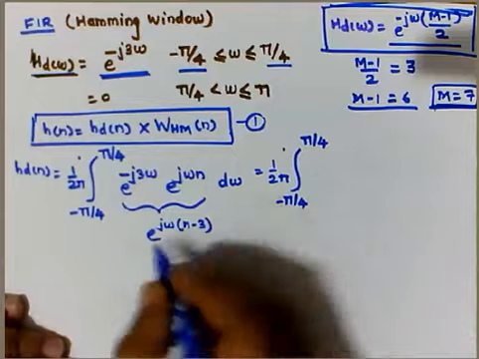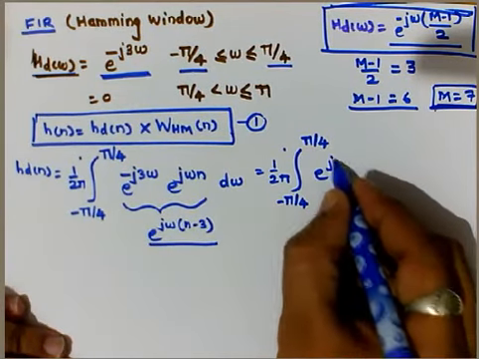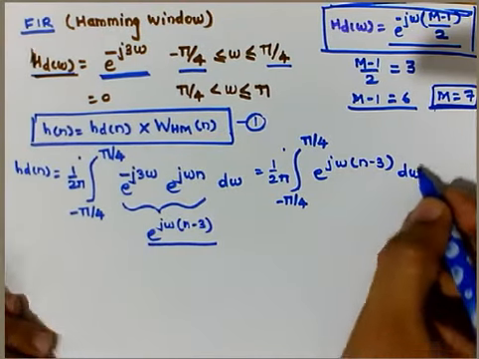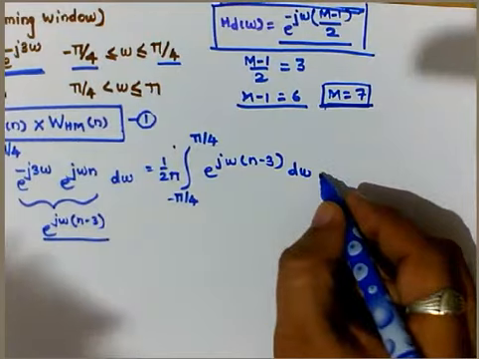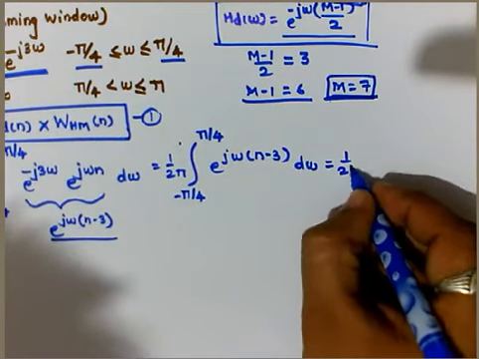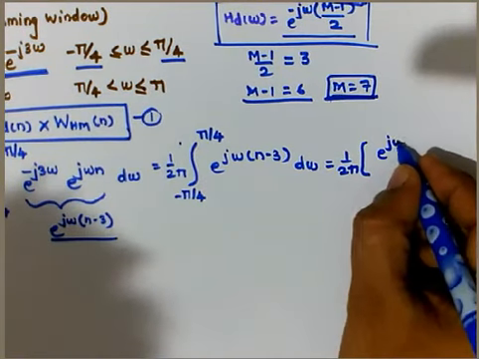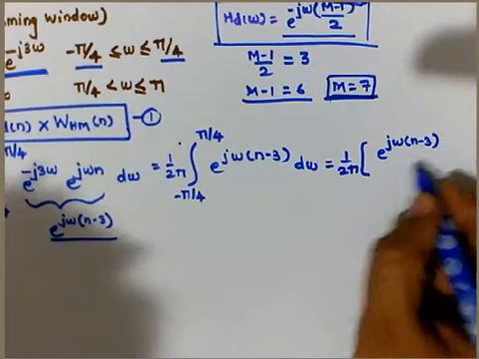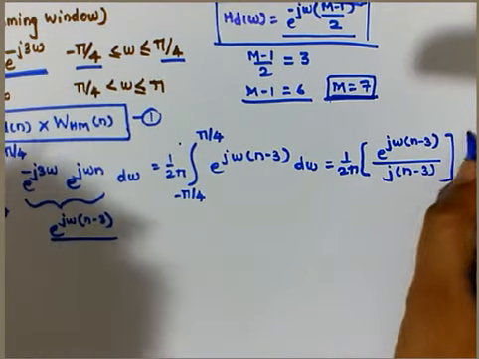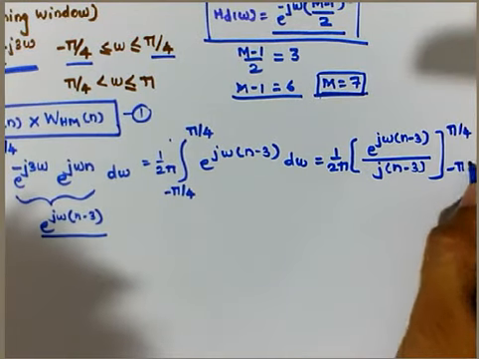If you simplify you will get the same kind of term, so it is e raised to j omega n minus 3 d omega. So let's find out the integral for it. It will look like 1 upon 2 pi, the integral will be e raised to j omega n minus 3 divided by j into n minus 3, evaluated at pi by 4 and minus pi by 4.